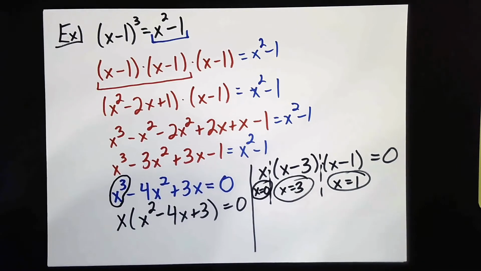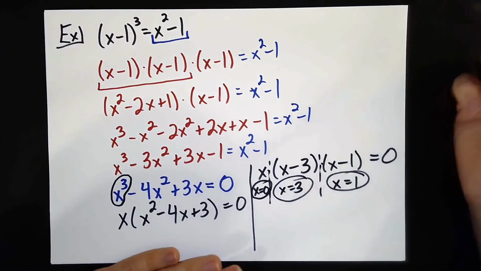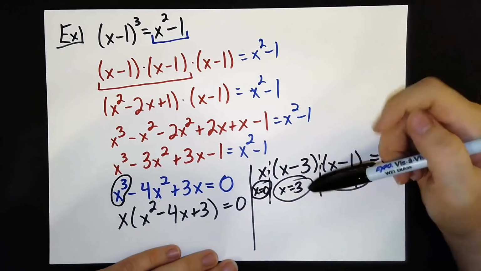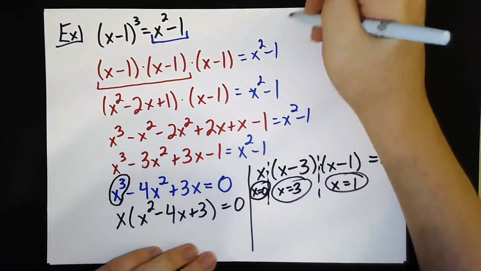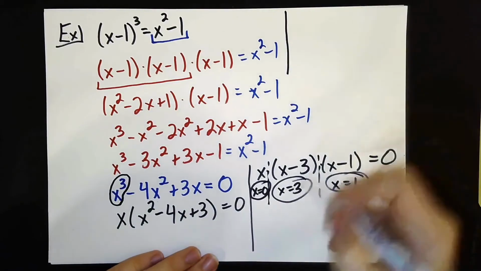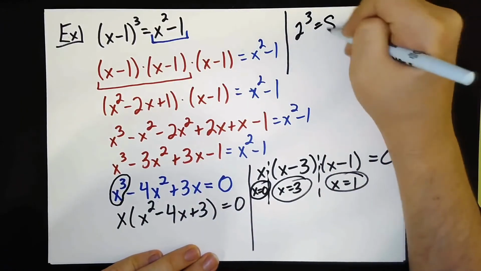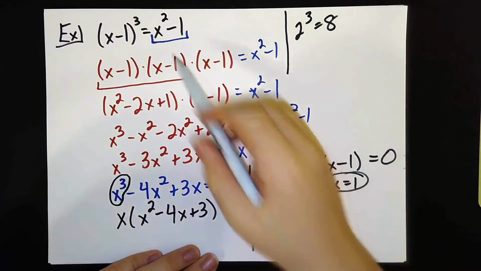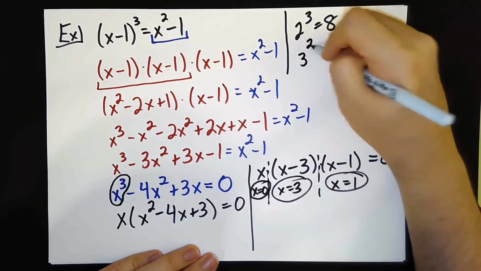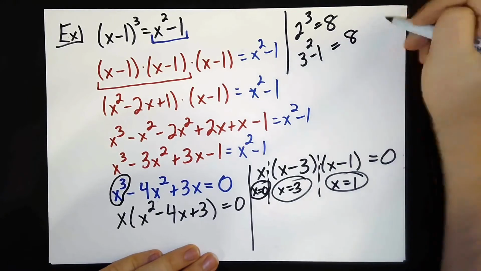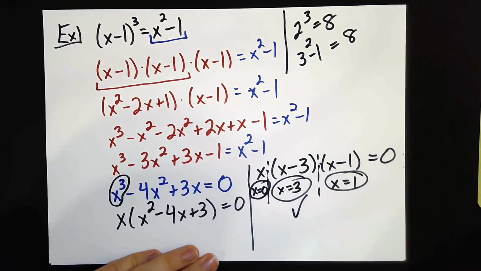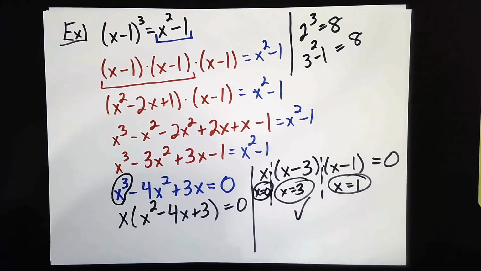Again, I'd encourage you to check your answer by plugging it in. So just to plug in 3, for example, just to make sure that one works, you can plug in 3 minus 1 cubed, that'll be 2 cubed, that's 8. And if you plug in 3 here, you get 3 squared minus 1, and lo and behold, that's also 8. And so we've at least checked this x equals 3 solution.